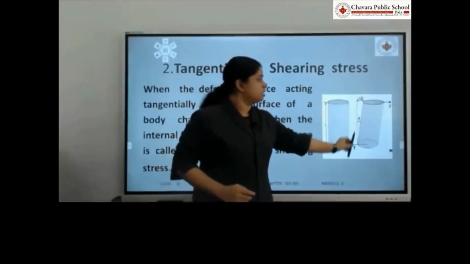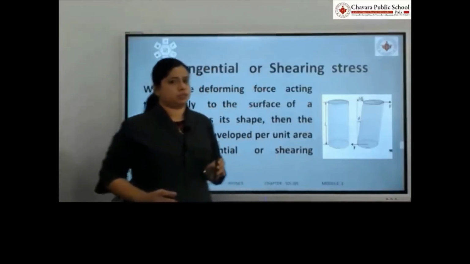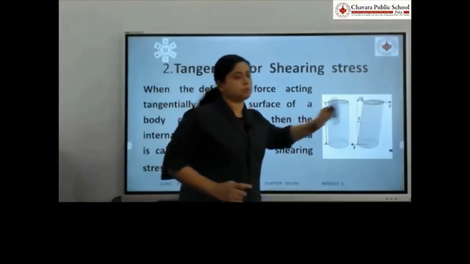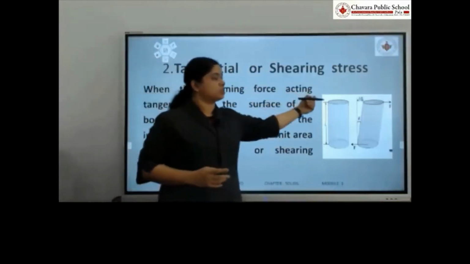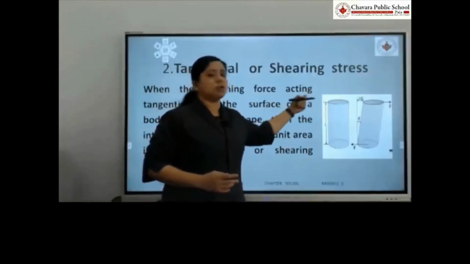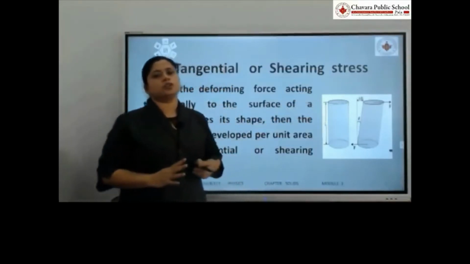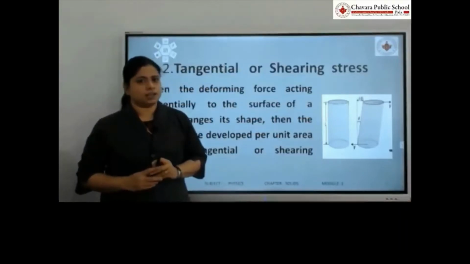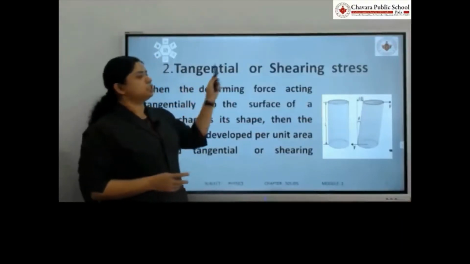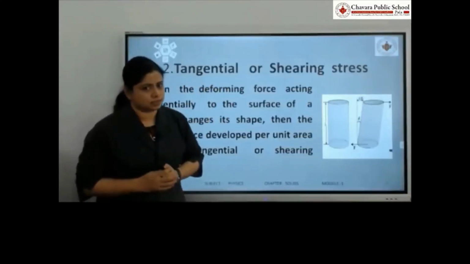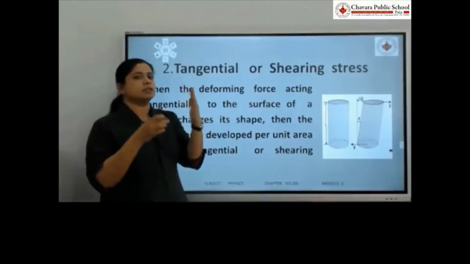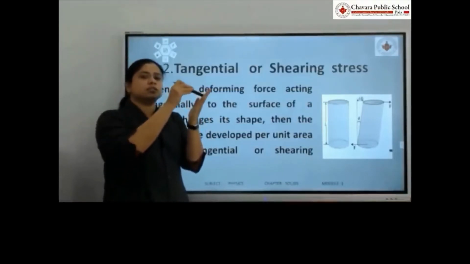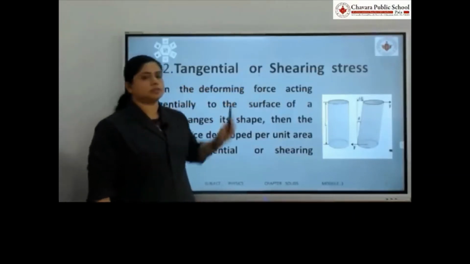That is why a change in shape takes place. The change in shape takes place in the body if we apply a force tangentially to the cross-sectional area. Then the restoring force developed per unit area is called tangential or shearing stress. In the first case, we apply force perpendicular to the cross-sectional area. In the second case, we apply force tangential to the cross-sectional area. So, shape change is shearing stress.